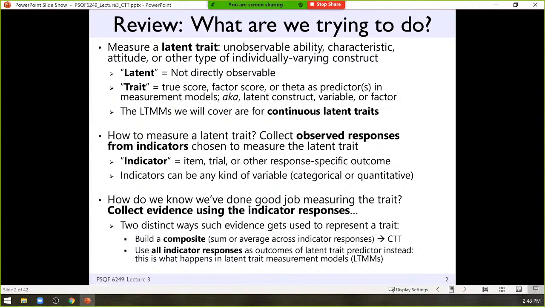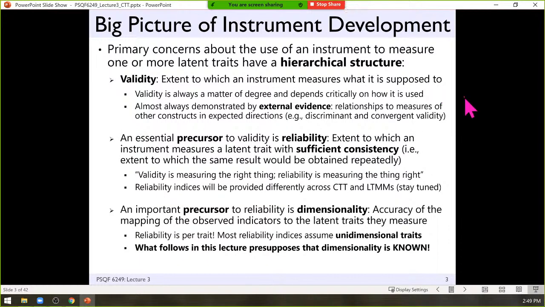So this will be the last lecture focusing on the former, and then we'll get to the latter next week. Yeah, next week for sure. This is the same slide that we talked about before. Validity is underlain by reliability, and reliability is underlain by dimensionality. Everything we're going to talk about assumes that we know dimensionality, that we have a unidimensional measure, that the items measure one thing, and therefore that we can talk about the reliability with which that one thing is measured.